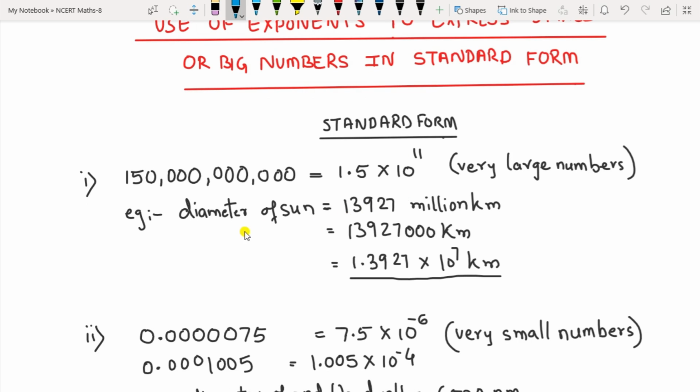So for example, the diameter of the Sun is 1392 million kilometers. If you convert it into kilometers, it becomes 1,392,000 kilometers. So that is a very big number to remember. So we have to write it in short so that it becomes easy for us to learn, write and remember too. That is called the standard form.